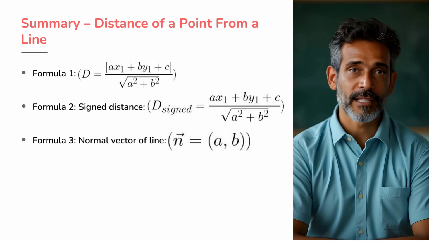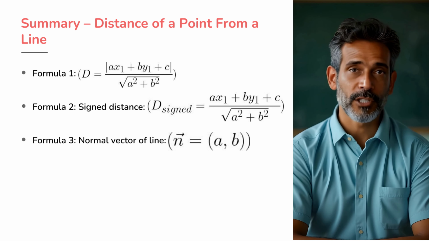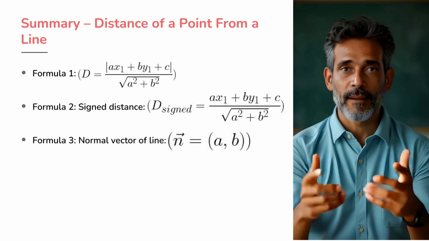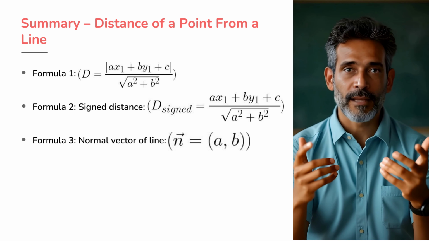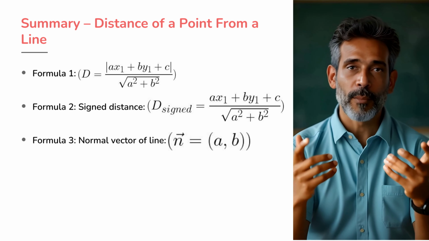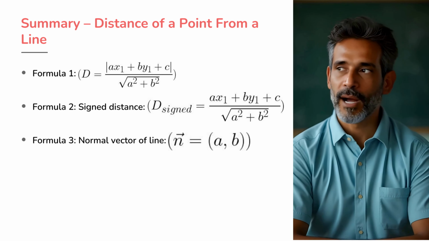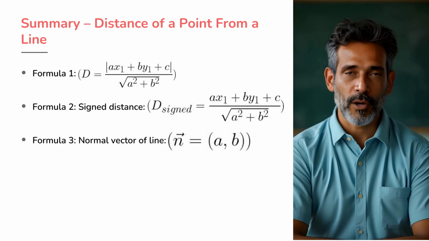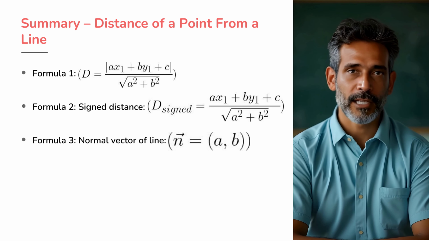The main takeaways. The distance is always measured along the perpendicular. It's the shortest path from a point to the line. This calculation is deeply rooted in vector projections. The sign of the linear expression ax1 + by1 + c informs us about the relative position of the point with respect to the line. And the inverse square root term relates to the magnitude of the line's normal vector connected to the line's slope.